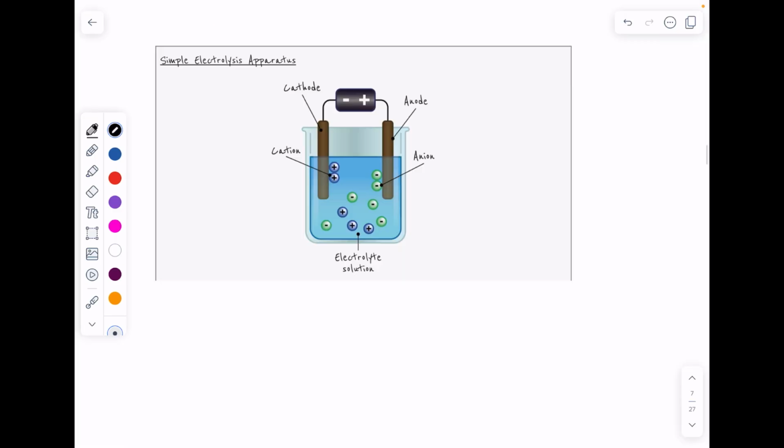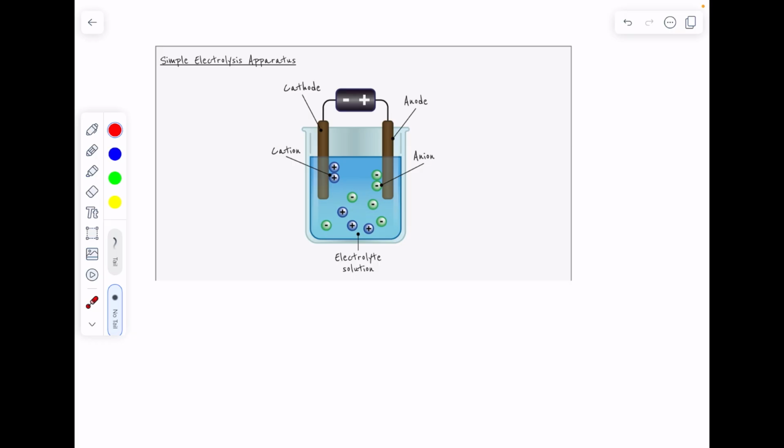So here's a really standard electrolysis apparatus. We have the electrolysis chamber, which contains our electrolyte solution. So that's our solution of ions, our positive and negative ions. As I've already said, the positive ions are cations, the negative ions are anions.